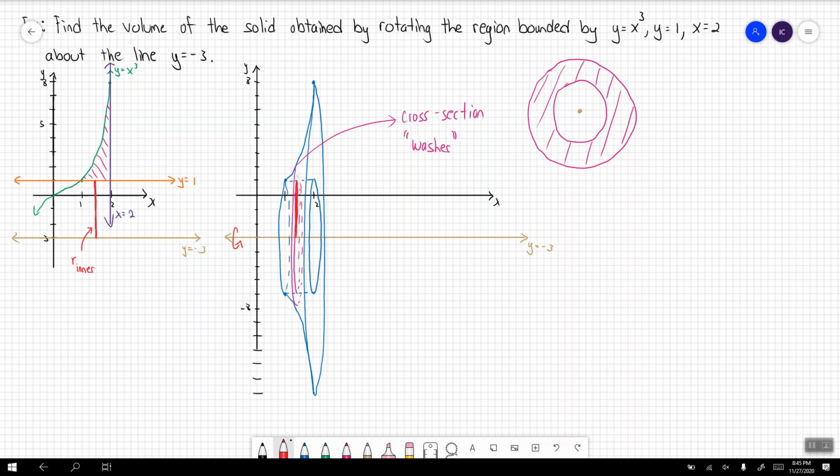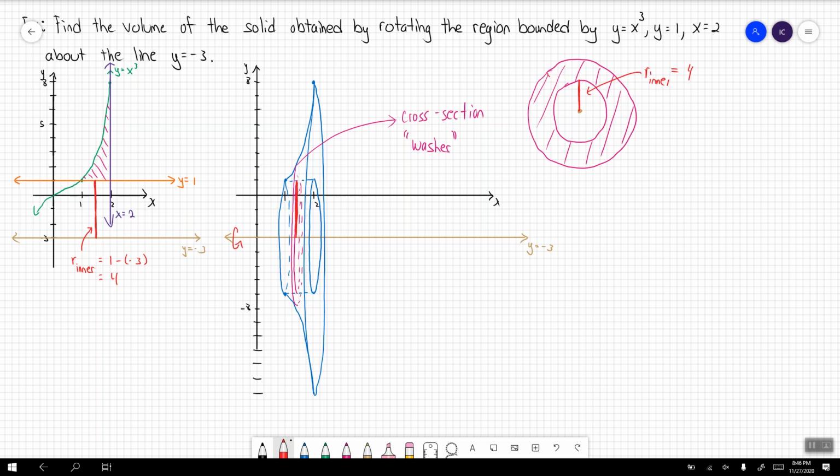Now we want to find that total distance, that total measurement. So the measurement here is going to be 1 minus -3, which is a total distance of 4. Now, how do we find that out? Well, we just go to the y function and subtract out the axis of rotation. So 1 minus -3, which then becomes just 4. Therefore, the inner radius that we are looking at here, once again, is just going to be 4.